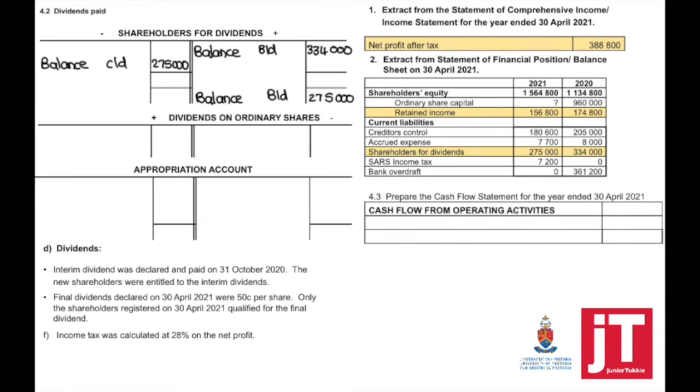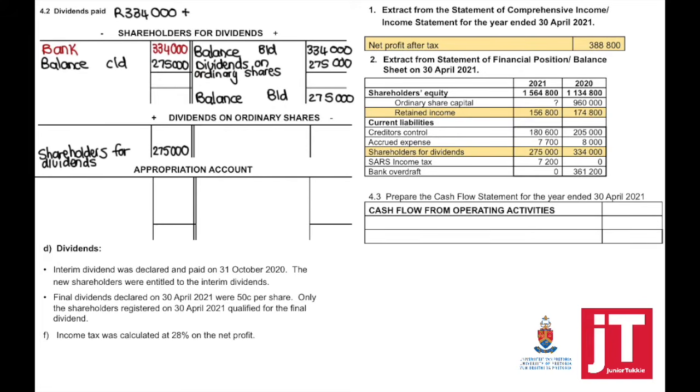Looking at the information now, we've got the balance at the end of last year, the balance at the end of this year. Balance brought down means balance carried down. So this is my starting point. Whatever was recommended at the end of last year is paid this year. This forms part of my first calculation. The final dividends recommended at the end of last year.